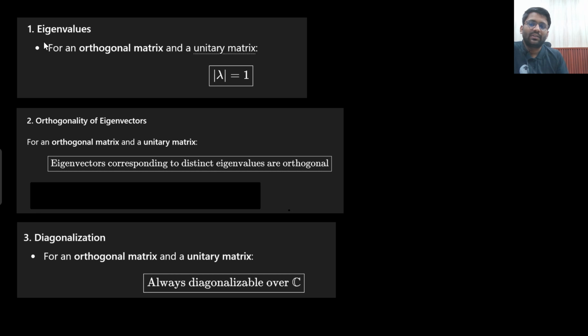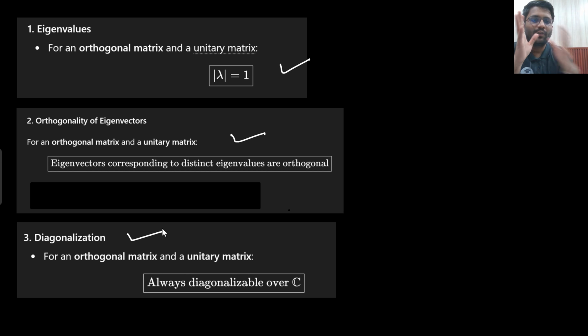So these are the properties. For an orthogonal matrix and unitary matrix, the magnitude of all the eigenvalues is 1. Orthogonality: eigenvectors corresponding to distinct eigenvalues will be orthogonal. And what about diagonalization? They are diagonalizable as well. So the properties are the same, only the eigenvalue properties are different.